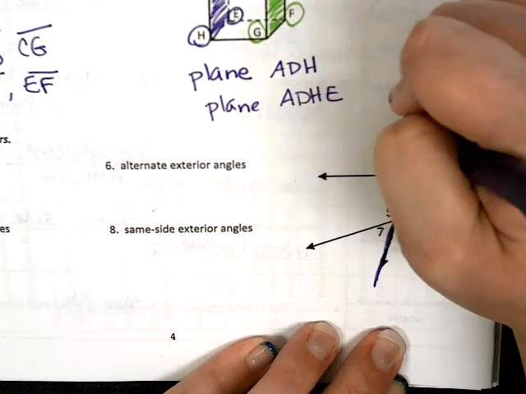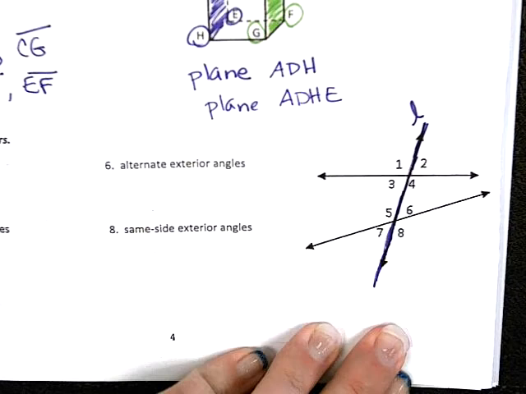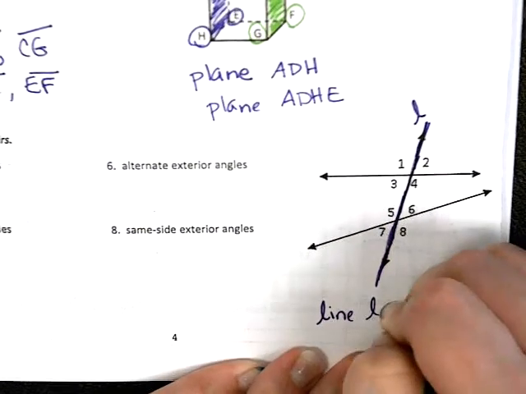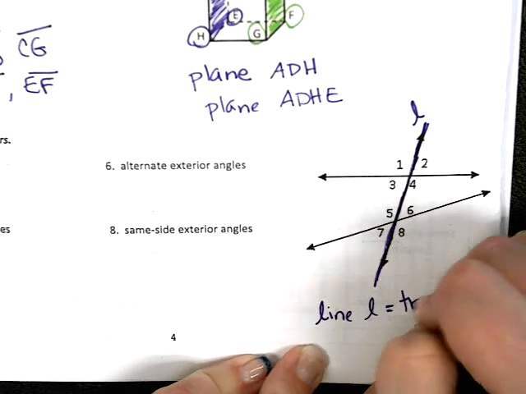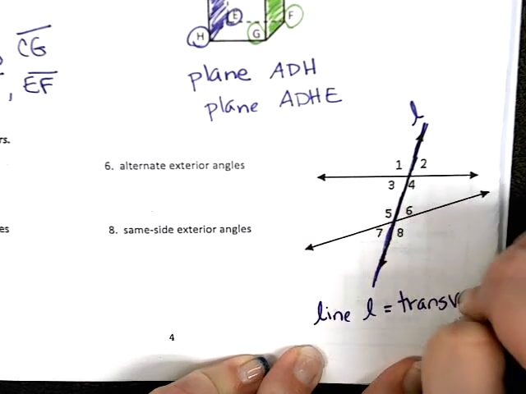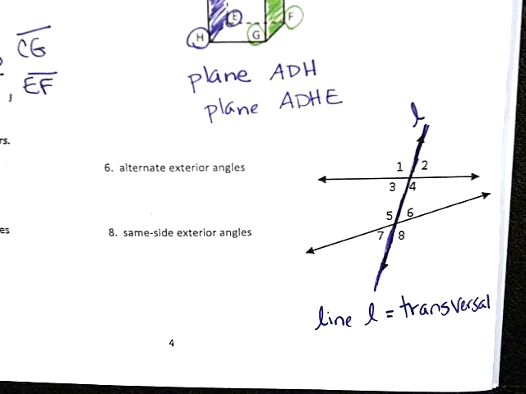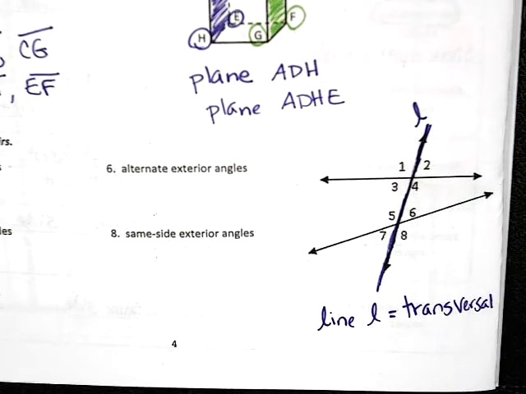All right, so I'm going to put a cursive letter there. I'm going to call it L, and I'm going to say line L is my transversal. Because being able to name all of these angles in this section right here is based on knowing which one the transversal is. All right, so let's take a look.